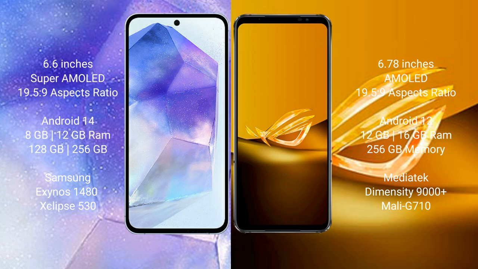Samsung Galaxy A55 comes with 8GB, 12GB RAM and 128GB, 256GB internal storage. Samsung Exynos 1480 processor and GPU Xclipse 530. Asus ROG Phone 6D comes with 12GB, 16GB RAM and 256GB internal storage. MediaTek Dimensity 9200 plus processor and GPU Mali G710.